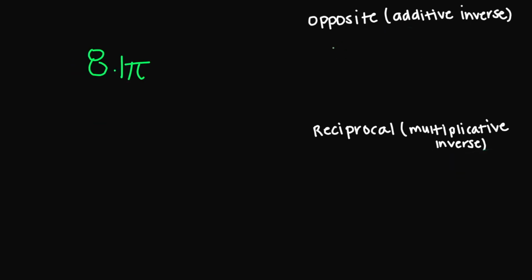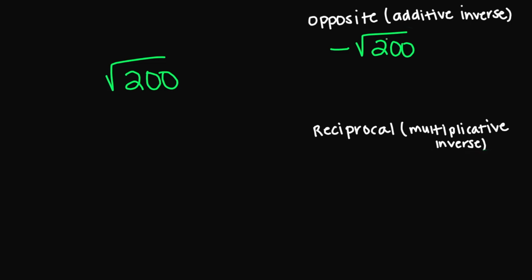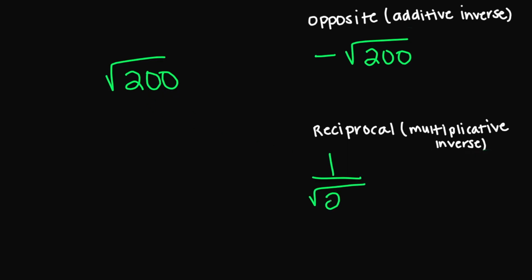8.1 pi. The opposite is going to be negative 8.1 pi. And then the reciprocal, if you flip your numerator and denominator, because you have your imaginary 1 under here, if you flip that, you're going to get 1 over 8.1 pi as your answer. The square root of 200. The opposite is going to be a negative square root of 200. And then the reciprocal, if you flip your numerator and denominator, you're going to get 1 over the square root of 200. And these are your answers here.